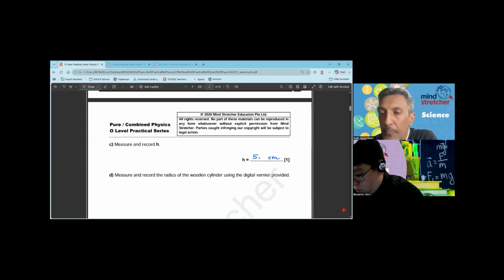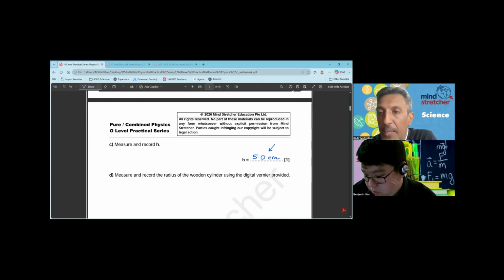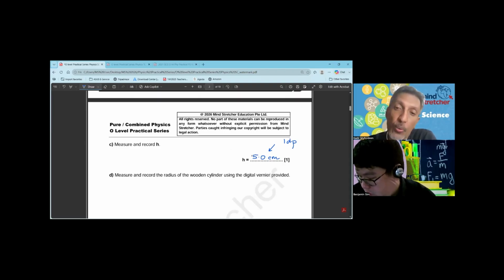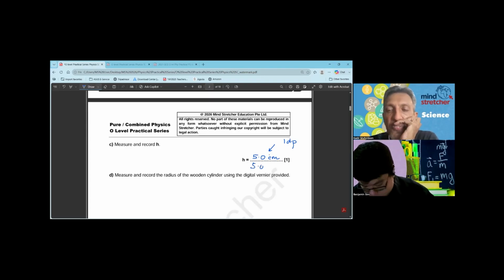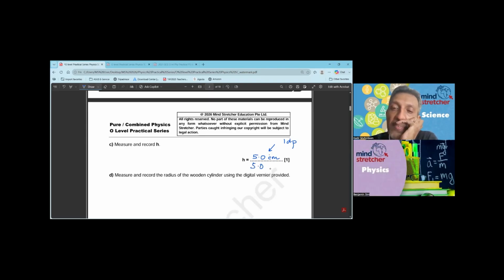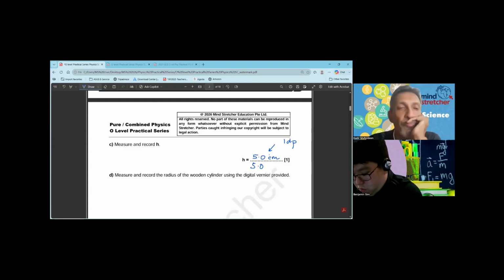So remember, you have to put the decimal place. Why 1 decimal place, guys? Because the precision of a ruler is 1 decimal place. Okay, I repeat, the precision of a ruler is 1 decimal place. Now, one more thing, if you just put 5, also you're not going to get the marks because you forgot the unit. Okay, if you forgot the unit, you're not going to get the mark.